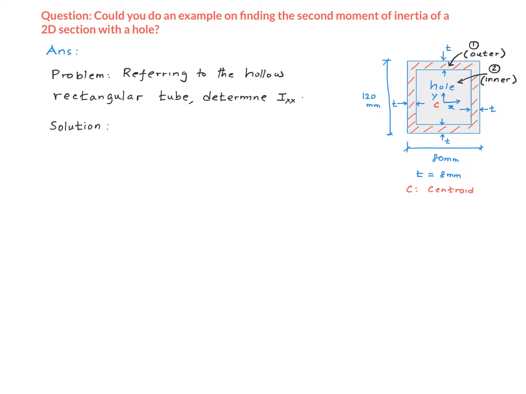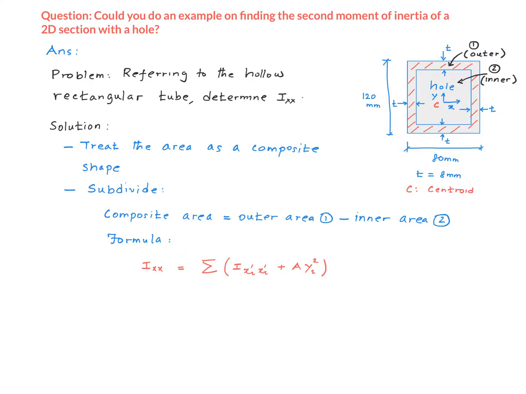So here we'll focus on finding the second moment of inertia of this hollow section about one of the two axes that pass through the centroid, the x and y axes. Specifically, we'll try to find Ixx. Here we will calculate Ixx using the methodology we have established for a composite shape.